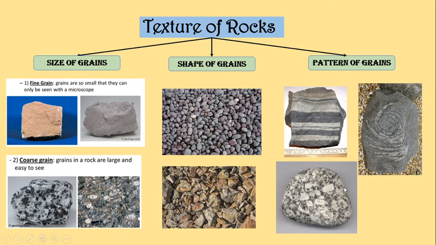And the last is that which has no definite shape. It means they don't have definite patterns. Jadi pola atau butiran-butiran yang menyusun batu itu tidak beraturan. Ada yang besar, ada juga yang halus. So this is all about texture of rocks based on the size, based on the shape, and based on the pattern.